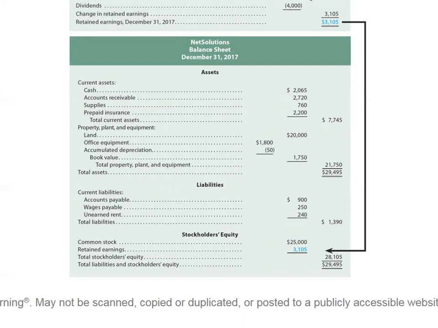So in current assets, you have cash, accounts receivable, supplies, prepaid insurance, any of those accounts that are used up usually in the current year, okay? And then under that, you have property, plant, and equipment. So you have land, then office equipment minus its accumulated depreciation, so it's its book value. Okay, we learned that last chapter. So that's just a little difference in this statement.